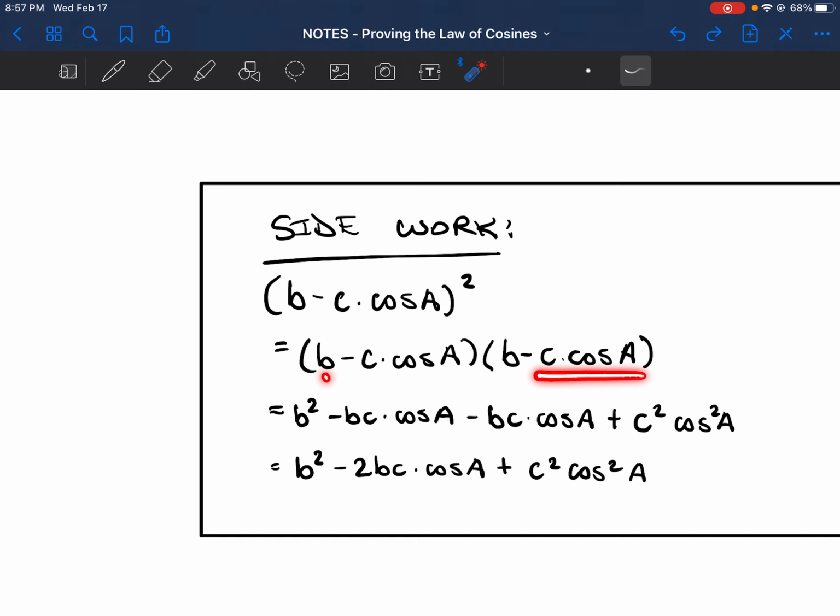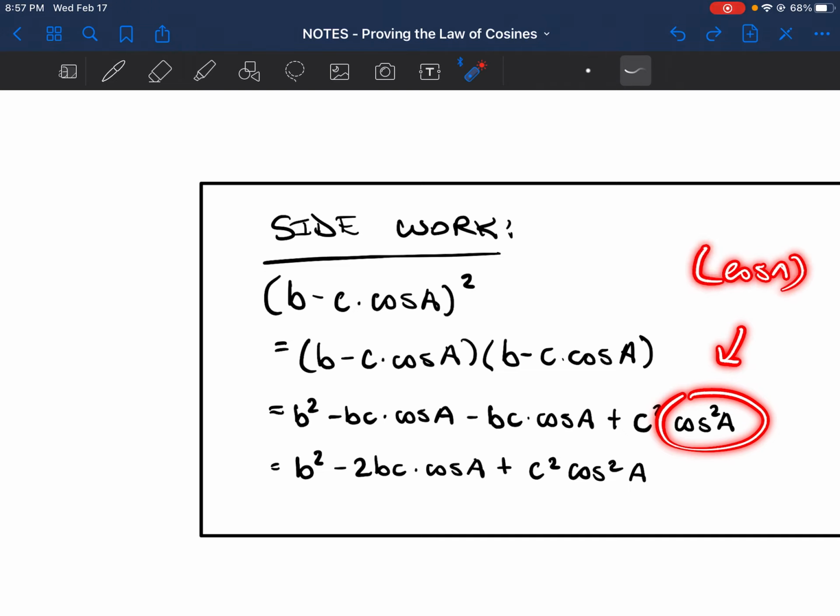B times the negative c, or b times negative c cosine of a, is negative bc times the cosine of a. Negative c cosine of a times b, negative bc cosine of a. And then lastly, negative c cosine of a times negative c cosine of a is positive, because it's a negative times a negative, positive c squared cosine squared of a. Cosine squared of a, by the way, that's just cosine of a squared. That's just how we write it.